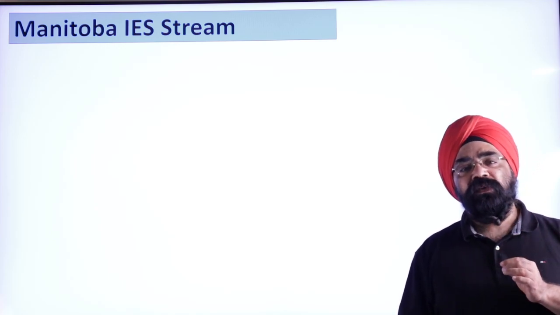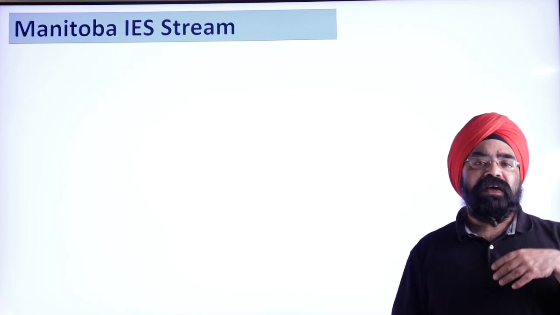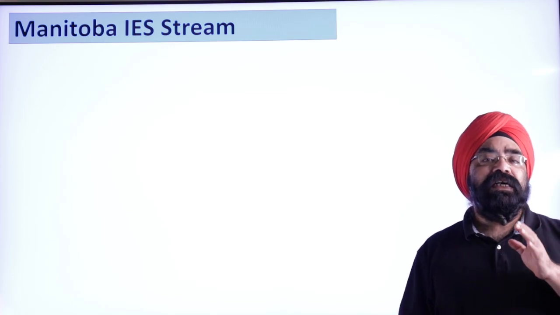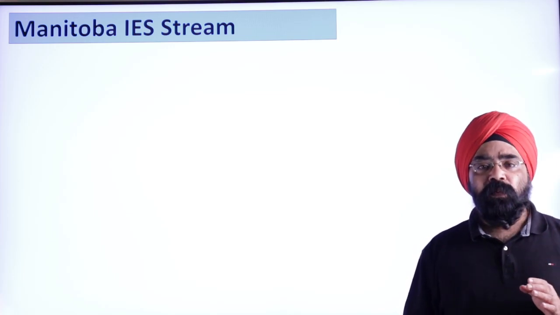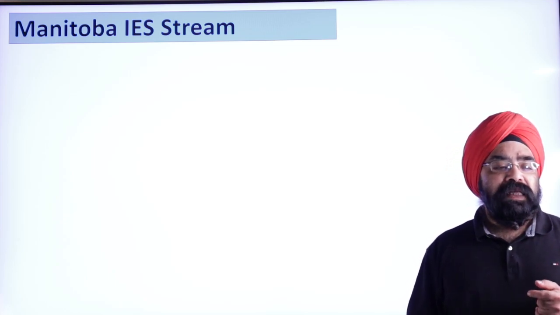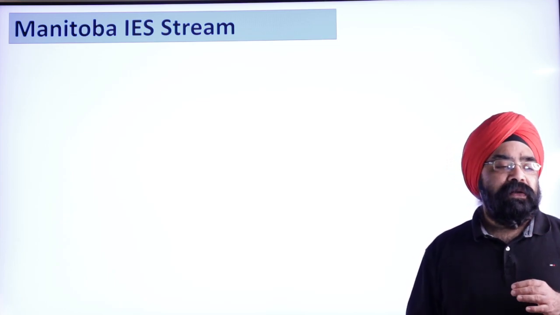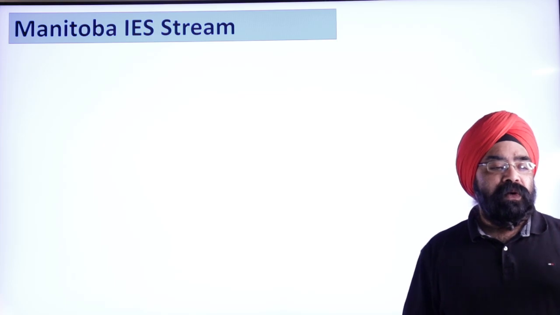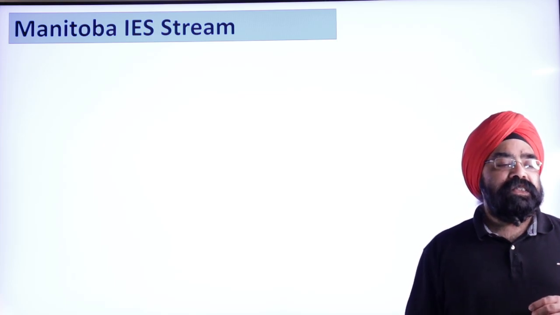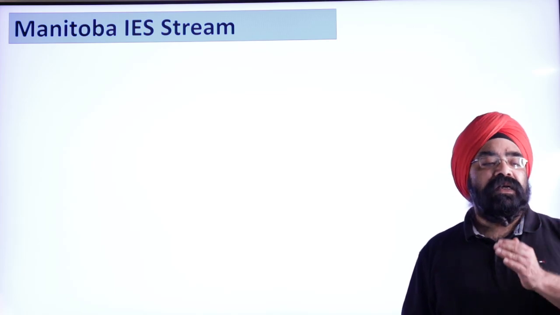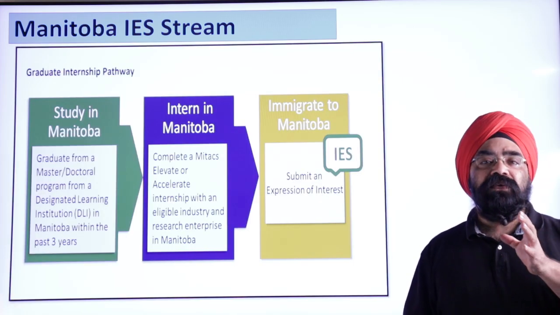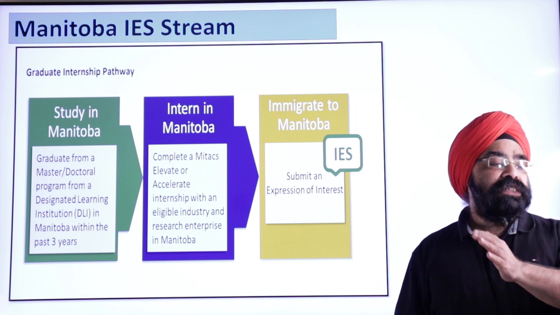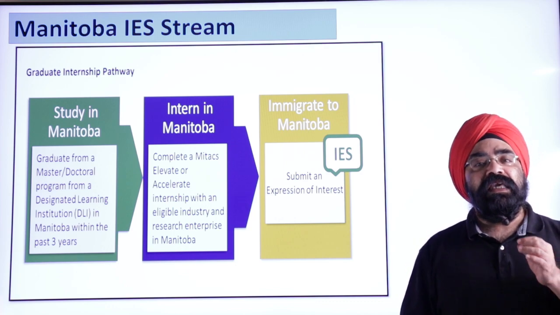The graduate internship pathway is for those students who have completed their master's or doctorate degree from a DLI, Designated Learning Institution, in Manitoba, a university or a college, within the past 3 years. That's important, right? They have an internship pattern. They complete their internship, and accelerated internship is also possible under certain categories, and then they immigrate under this. I tried to explain this with the help of a diagram so it's easier to understand. And once you do this, you can submit your expression of interest under the IES category.